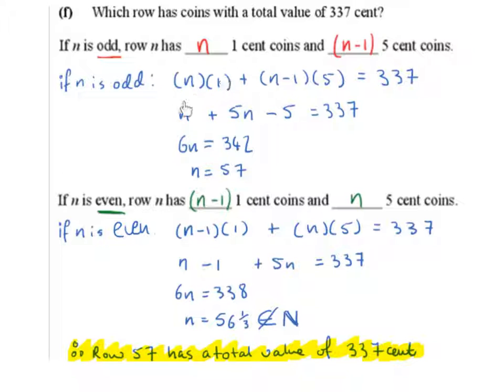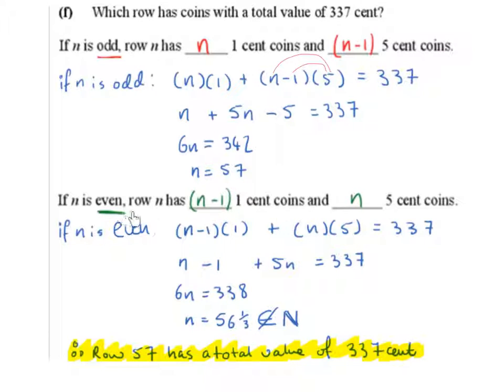So n multiplied by 1 is n, n by 5 is 5n, n by minus 1 is minus 5, equal to 337. N plus 5n is 6n, and if we bring the minus 5 over the equal sign, we get 337 plus 5, which is 342. And then we divide across by 6. 342 divided by 6 is 57, so n is equal to 57.